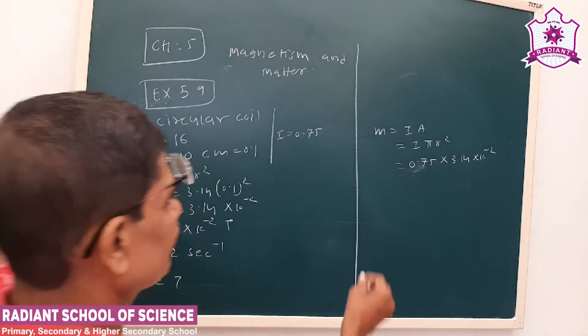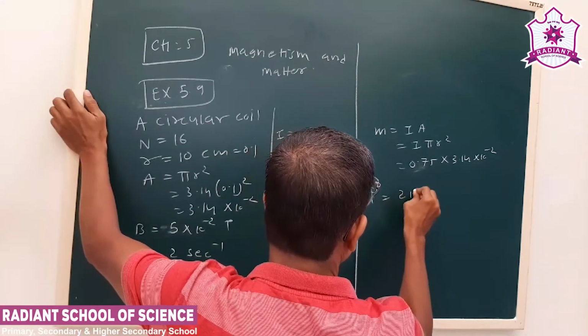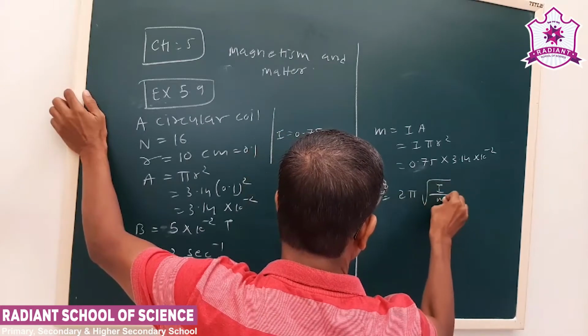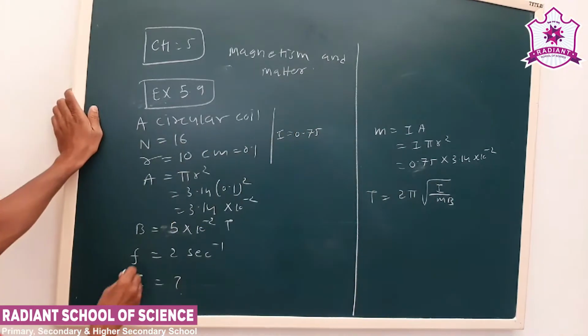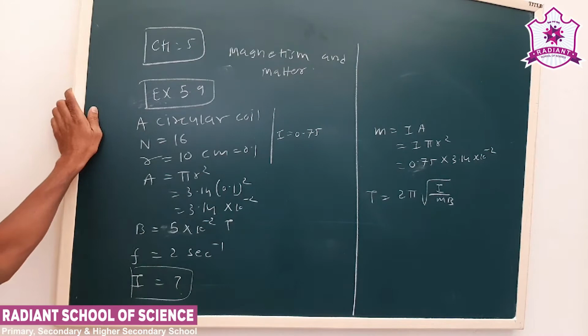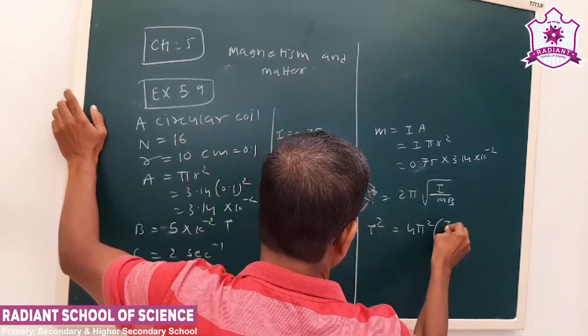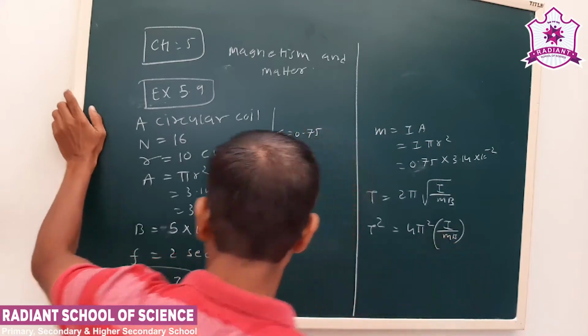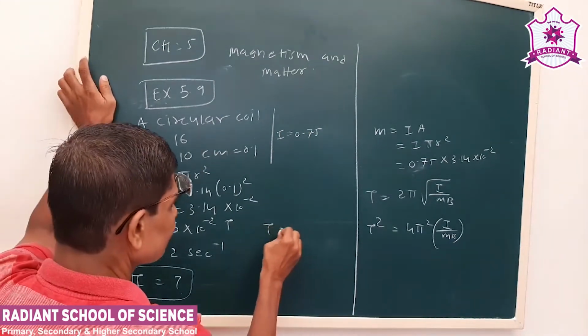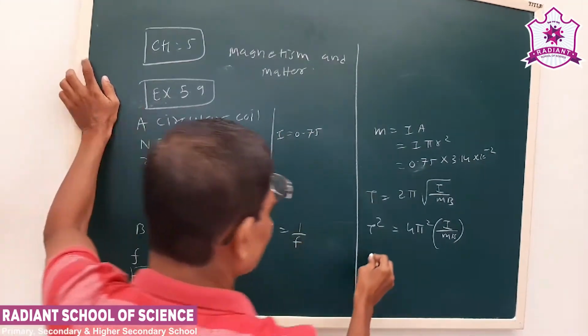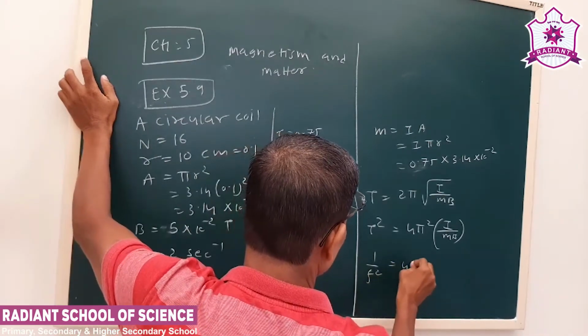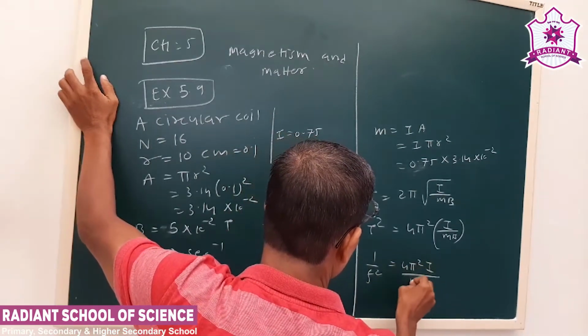Now frequency is given. Now see our formula, T is 2 pi root I upon mB. What do you have to find out? The moment of inertia about the axis of rotation. So T square is 4 pi square I upon mB. Now see T is 1 by f. So 1 upon f square equals 4 pi square I upon mB.